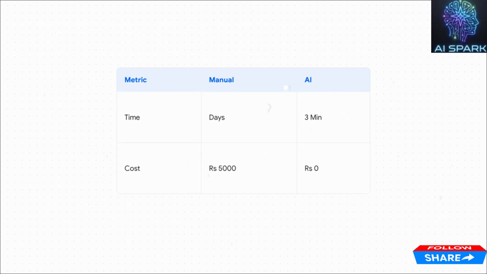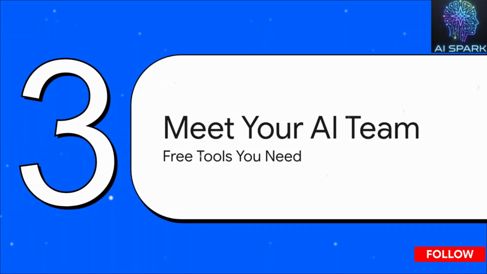But with AI tools, the exact same output, a high-quality image and persuasive text, costs you absolutely 0 rupees and is done in 2 to 3 minutes. It's not just a slight upgrade, it's a total game changer. You're swapping out days for minutes and thousands for 0. How crazy is that? Moving on to Section 3, Meet Your AI Team, the free tools you need.